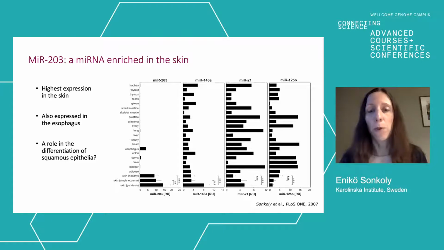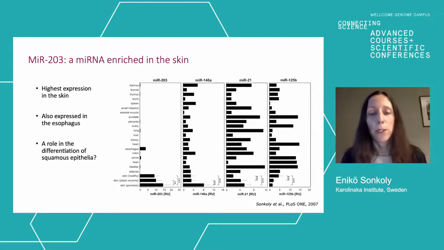As I mentioned before in the previous talks, some of the microRNAs are organ, tissue type, or developmental stage specific. And what we saw is that most of these microRNAs that we identified were expressed in several organs, but miR203 showed a very specific expression pattern. It was expressed in the skin and in the esophagus, which also contains squamous epithelia. So we hypothesized that this microRNA may have an important, specific role in epithelium.